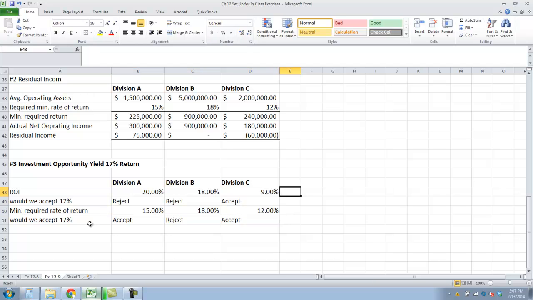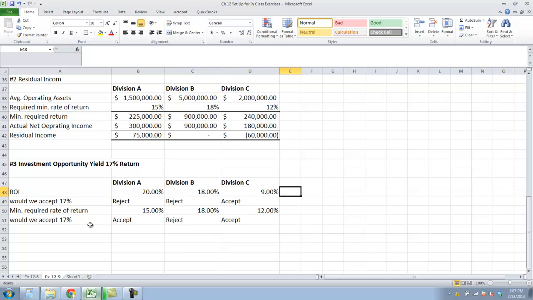So, if performance is measured by ROI, both Division A and B would probably reject the 17% investment opportunity. The reason is these companies are presently earning a return that is greater than 17%. This new investment would reduce the overall rate of return and place the division managers in a less favorable light. Division C would probably accept the investment opportunity because it would increase the division's overall rate of return.